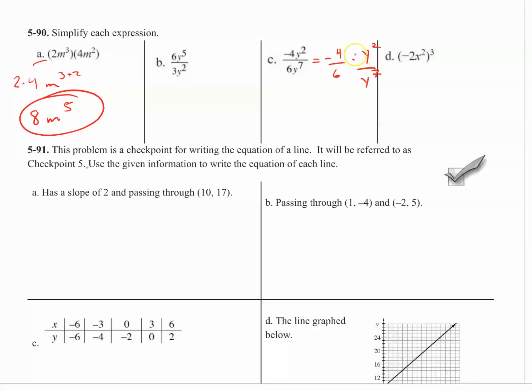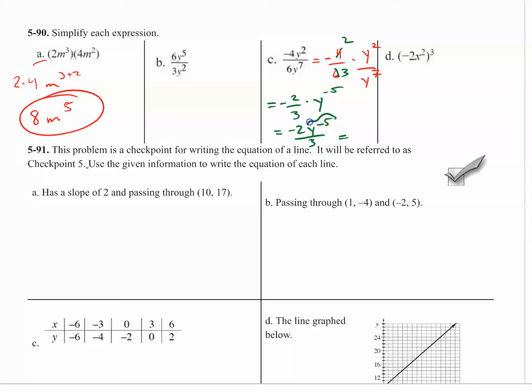So we have negative 4 6 times y squared over y seventh. For 4 6, both of these are even. So I know that 2 goes into 4 2 times, and 2 goes into 6 3 times. So this is negative 2 over 3 times y to the power 2 subtract 7 is negative 5. So this is negative 2 y to the power negative 5 over 3.